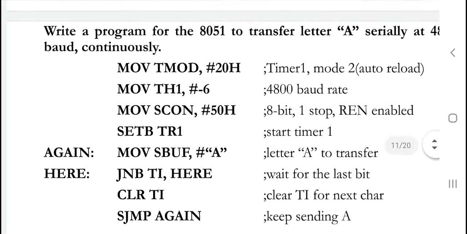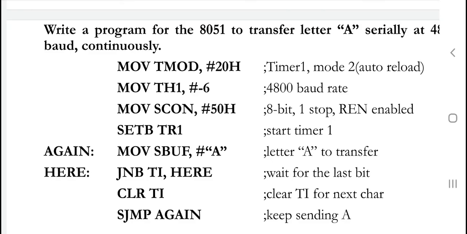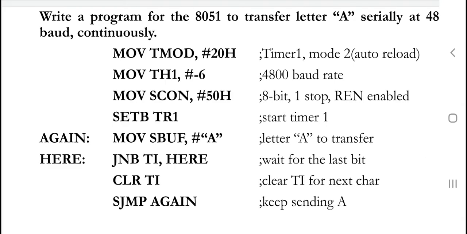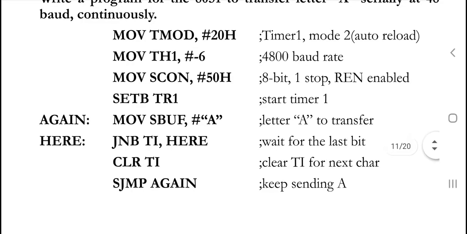So this is the program for transferring the letter A at 4800 baud rate. First give 20, setting the timer 1 mode, and next give the baud rate. We have studied in the table that for 4800 baud rate, the decimal must be -6. You load that into the TH1 register, and you are choosing SCON as 50, that means 8-bit data with 1 start and stop bit, and setting timer 1.